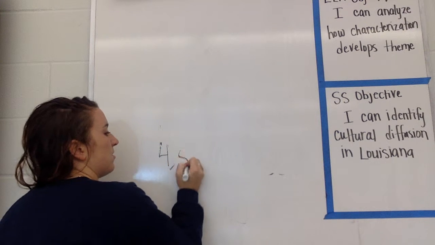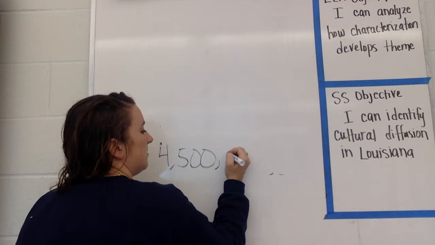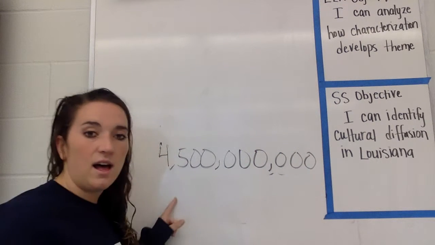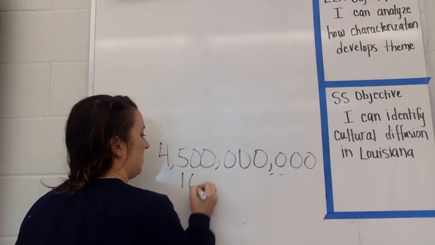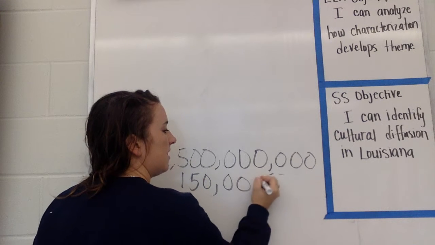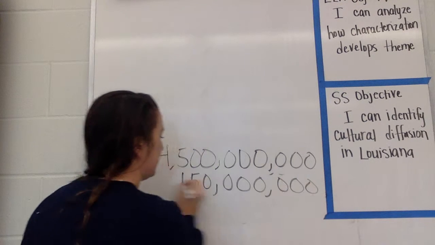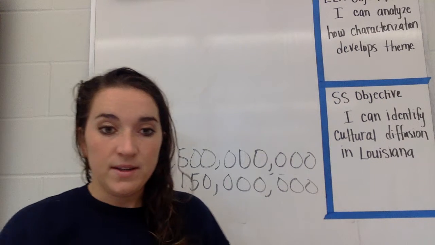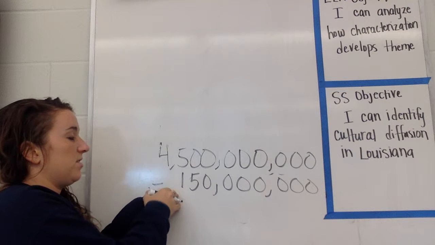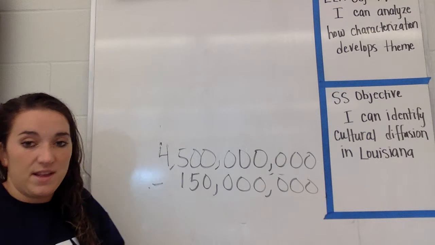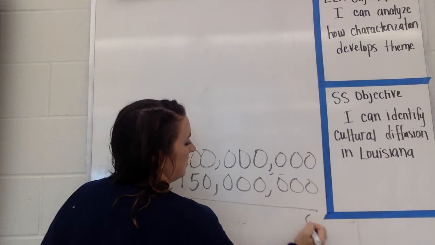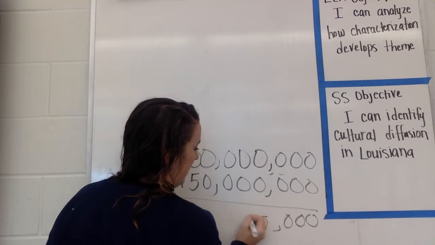So if I'm just subtracting normally, I would have 4,500,000,000 minus 150 million. Why am I subtracting and not dividing? I'm subtracting and not dividing because it says how much more or how many more. So we want to know what is the difference between these two numbers. How much bigger is this one than this one? So when I subtract, all my zeros stay the same.